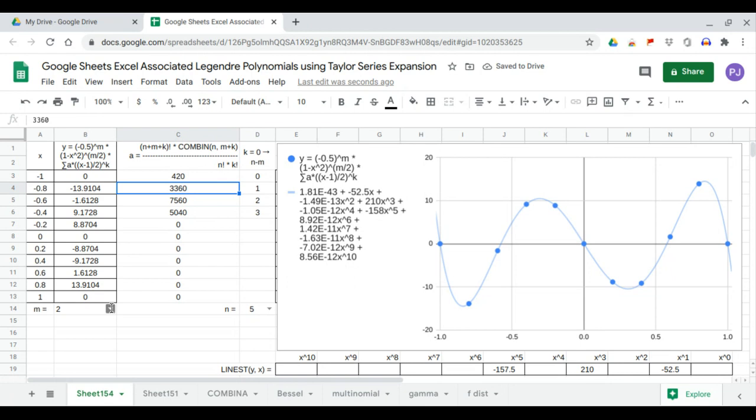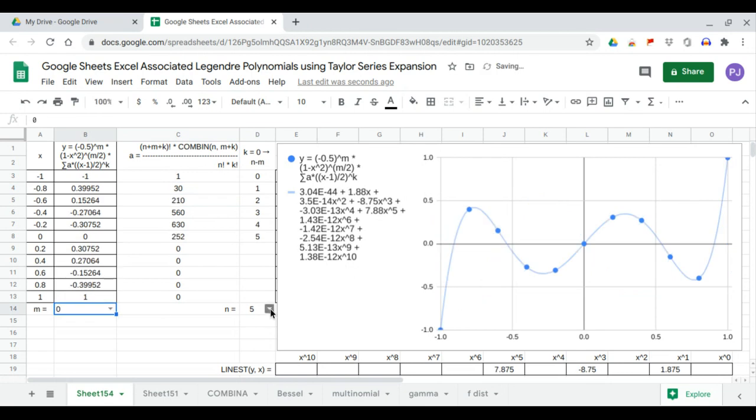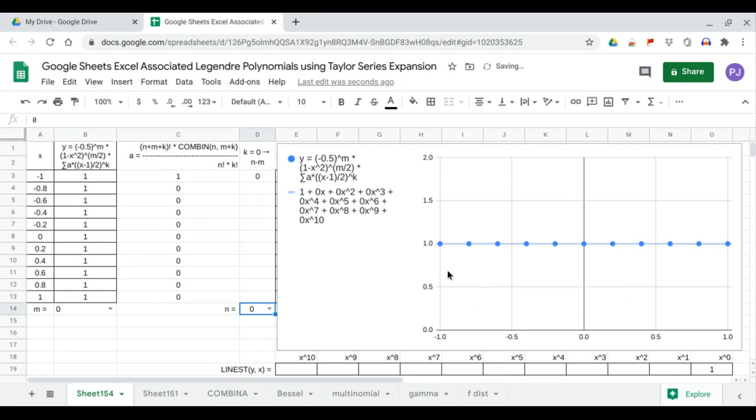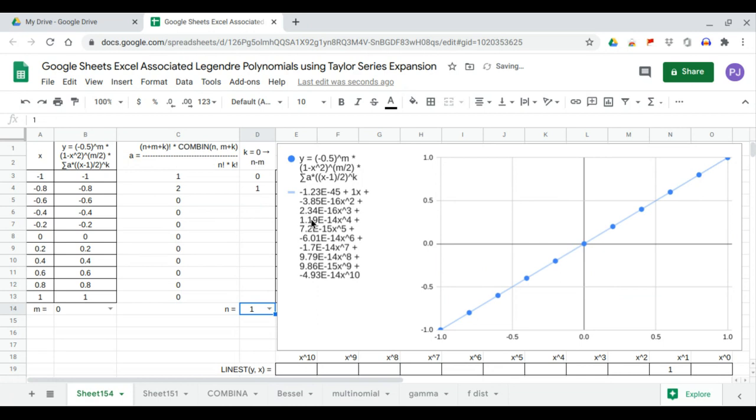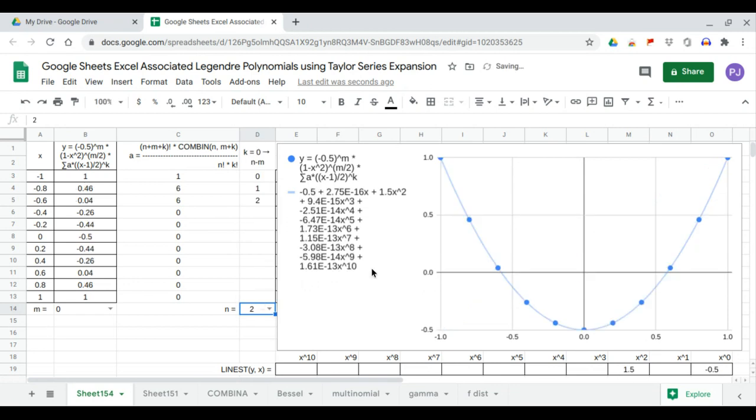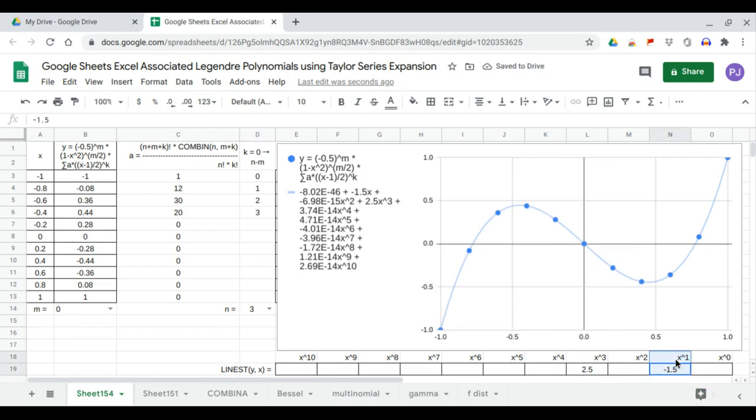So we start from 0. At m equals 0, at n equals 0, our value for y equals 1. So that's 1. At n equals 1, our value for y is x. At n equals 2, our value for y is minus 0.5 plus 1.5x squared. At n equals 3, that's minus 1.5x plus 2.5x cubed.